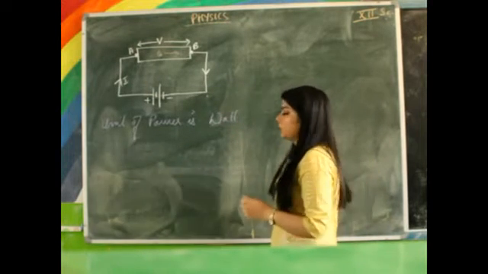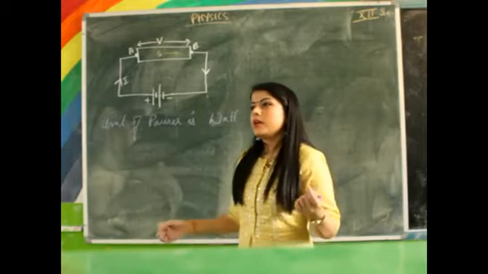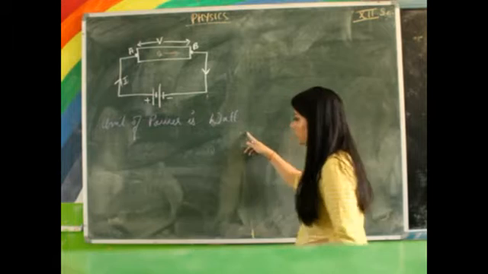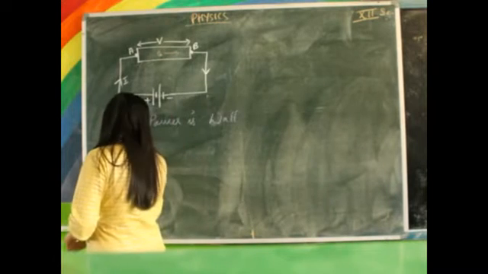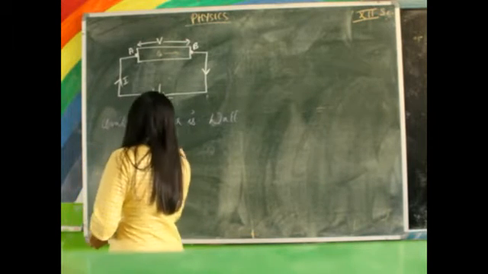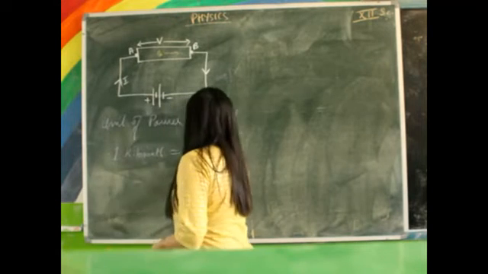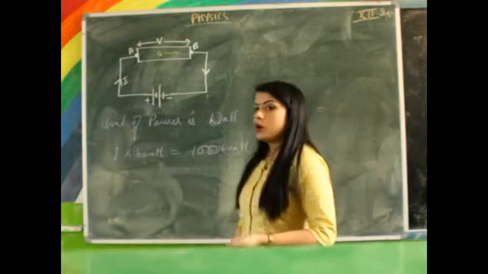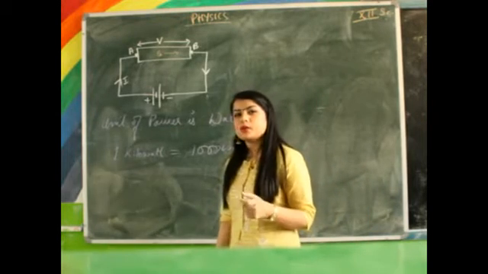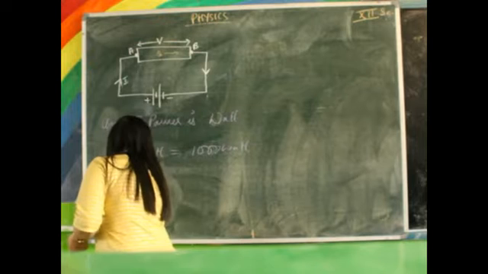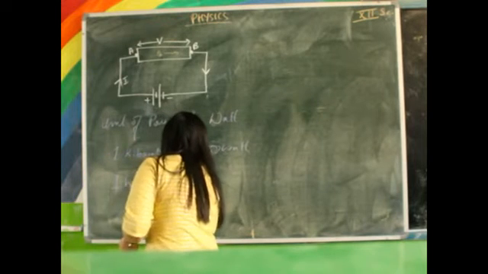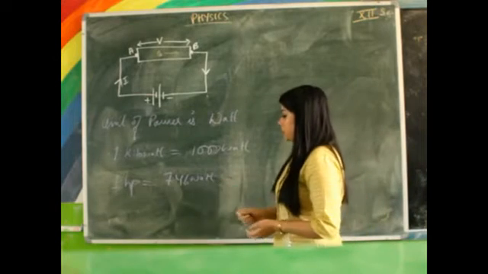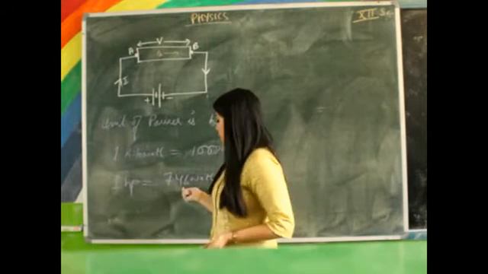Now, watt will be a very small unit if you are measuring the power consumed in our households or by bigger machineries. So for that we use kilowatt. 1 kilowatt is equal to 1000 watt. Or in mechanics, we use a term that is horsepower. So 1 horsepower is equal to 746 watt. Remember this, it will be very useful while doing numericals.